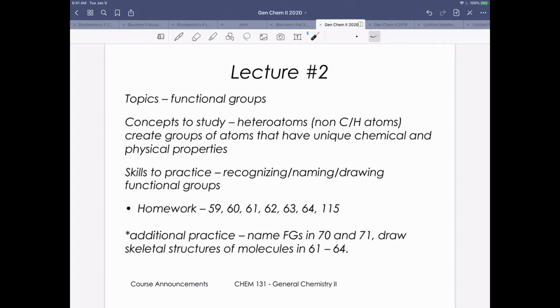Our second lecture in our learning unit on organic chemistry molecules has to do with recognizing and drawing functional groups. So we're going to build on content from our first lecture, which was learning how to draw organic molecules. And now we're going to learn how to draw and recognize functional groups. So conceptually, functional groups contain heteroatoms, which are non-carbon and hydrogen atoms.